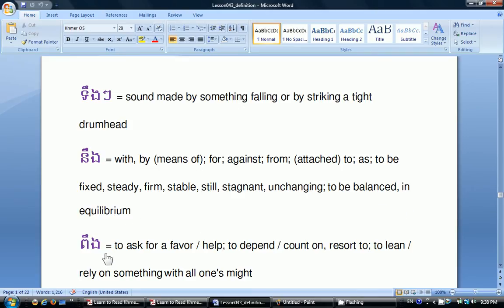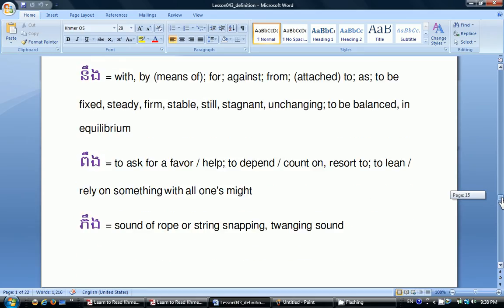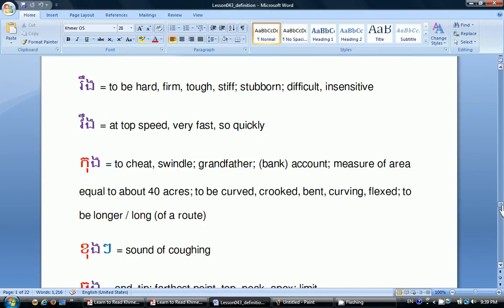Bung means to ask for a favor or help, to depend or count on, resort to, or to lean and rely on something with all one's might. Pung means sound of a rope or string snapping, twanging sound. Rung means to be hard, firm, tough, stiff, stubborn, difficult, or insensitive. Vung means at top speed, very fast, or so quickly.